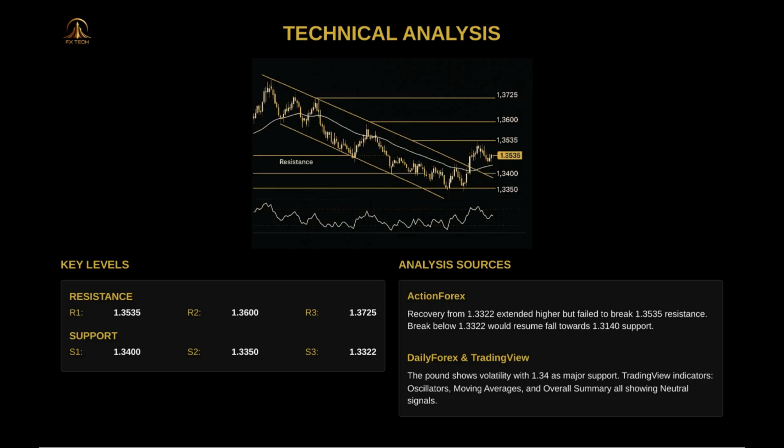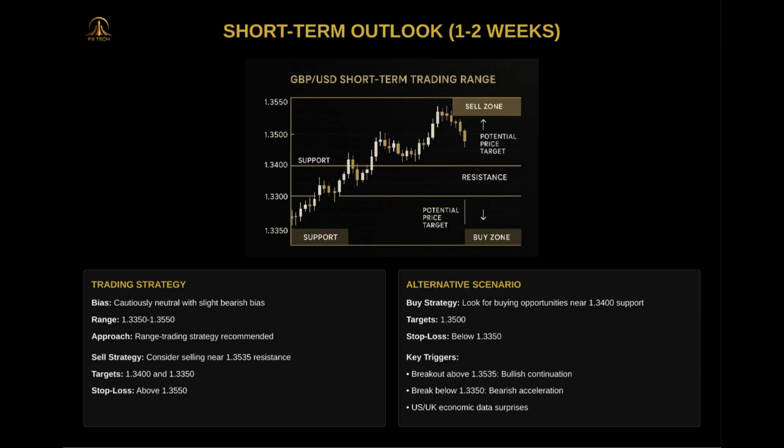Daily Forex highlights the 1.34 level as major support, with TradingView indicators showing neutral signals across oscillators and moving averages. For the short term, spanning the next 1 to 2 weeks, we maintain a cautiously neutral stance with a slight bearish bias. GBP/USD is likely to trade within the 1.3350 to 1.3550 range.